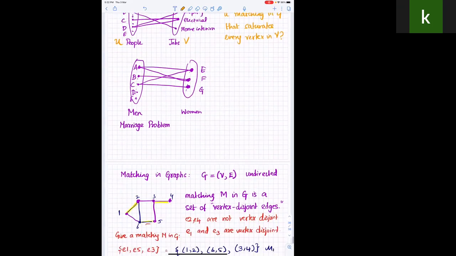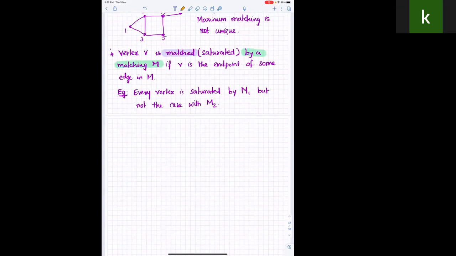Okay, so now such a matching in the terminology of matchings is called a perfect matching. So a perfect matching in a graph is a matching that saturates every vertex. So it's perfect in the sense that you have already achieved what you want.